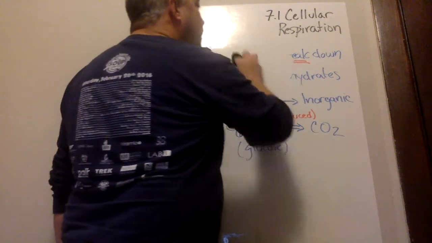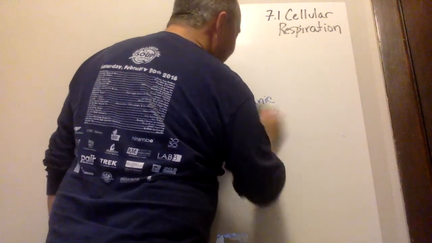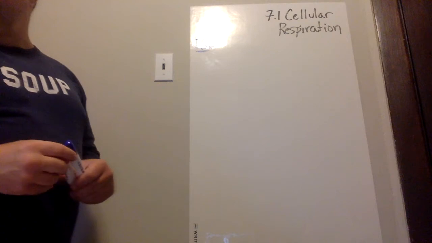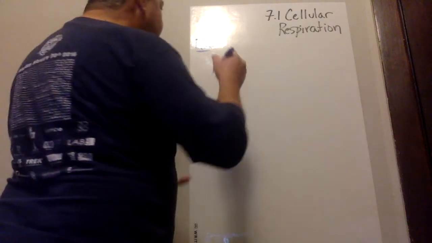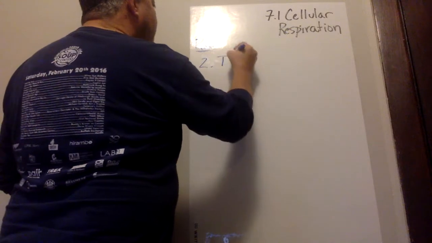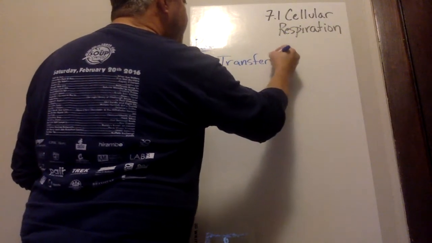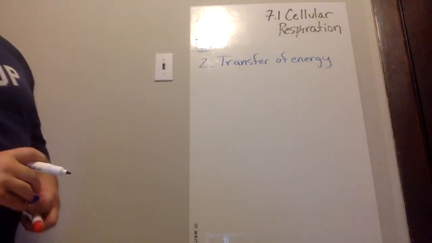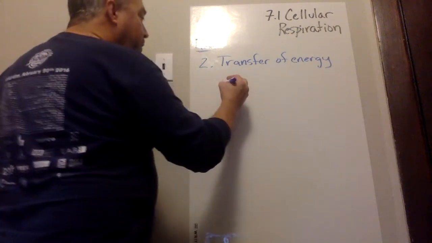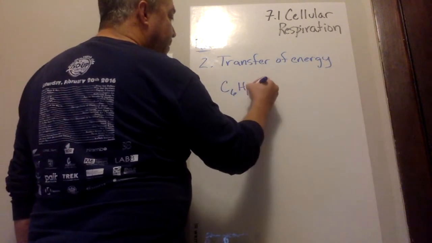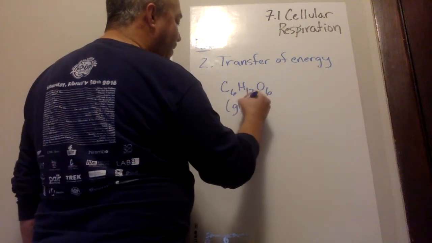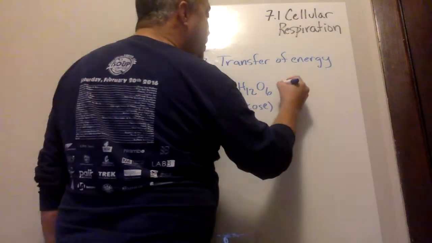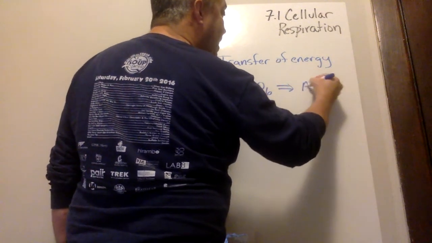The second role is we're going to transfer energy from one molecule to another. So the second major role is the transfer of energy. And we will see both the first and second laws come to fruition in this. We are going to take that glucose, which is C6H12O6. So if you haven't gotten that down, get it down. And we're going to convert it into ATP.